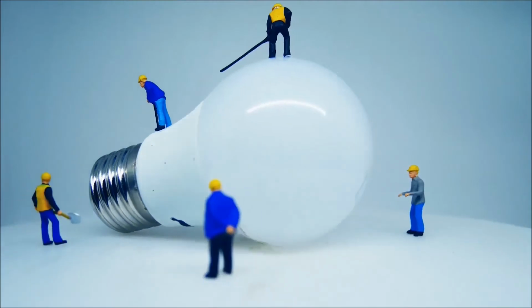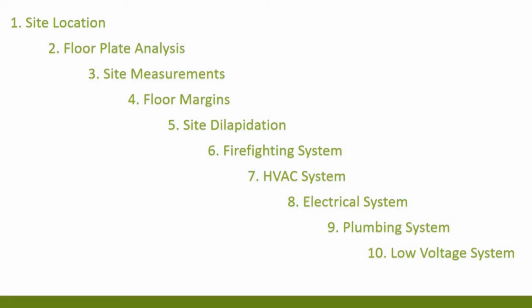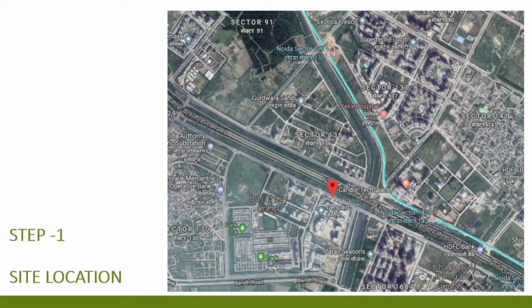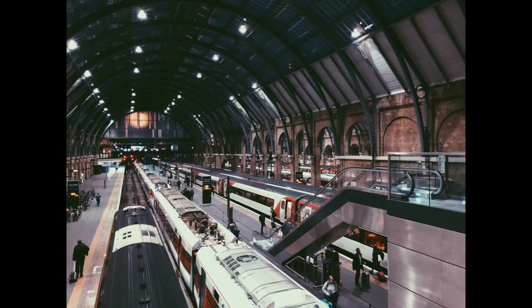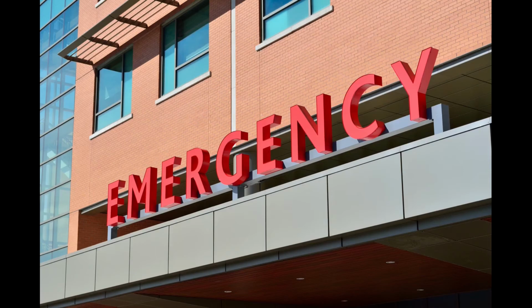How to do due diligence. I have divided the whole process in 10 steps for an easier understanding. Step 1 is the location analysis of the site. The site location is determined along with site accessibility, nearest amenities like bus stand, metro station, hospitals, etc.